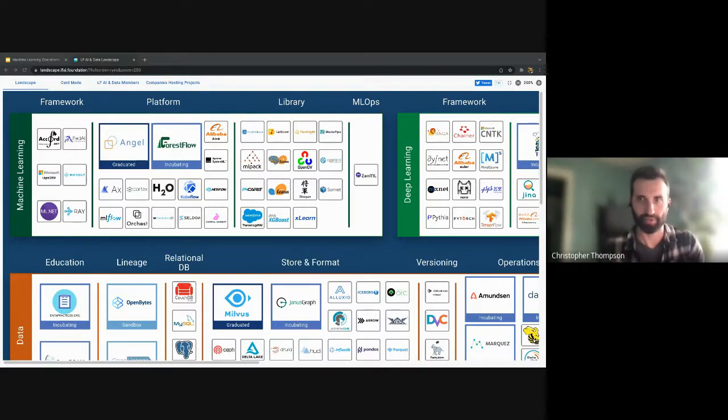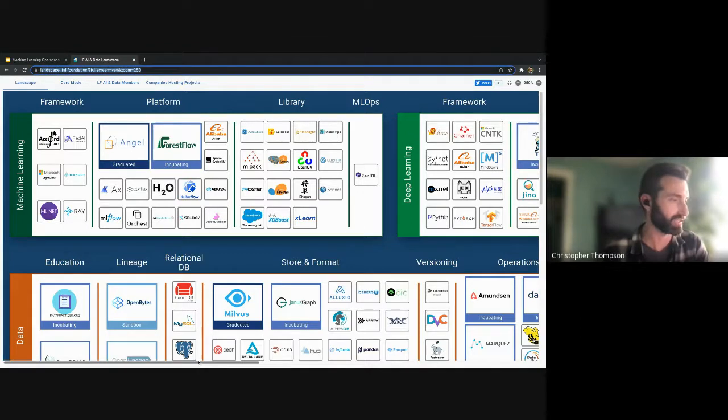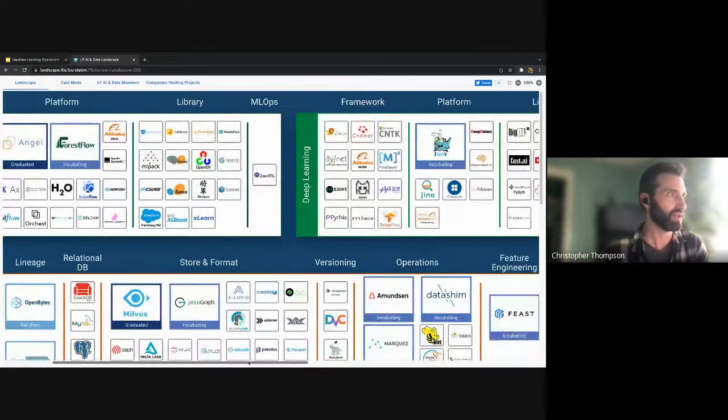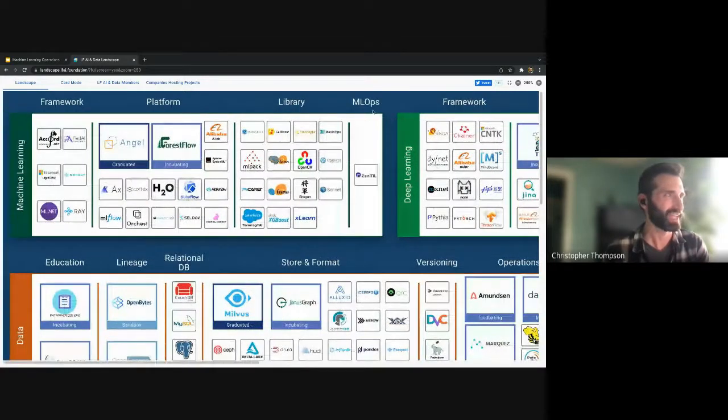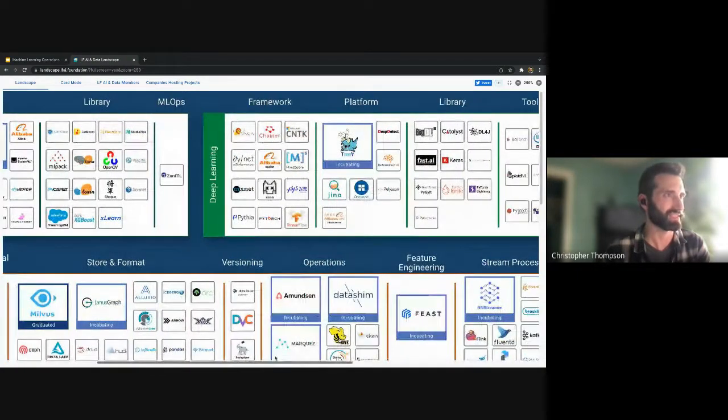Bam. Okay, there you go. So it's an interactive, and you can click on any one of these, and it will take you to the website for that particular offering. Okay, so we have platforms, MLOps. They say ZenML is the only thing, but I don't know about divvying out platform and MLOps. I don't know if those two things are mutually exclusive. But anyway, I didn't design this.